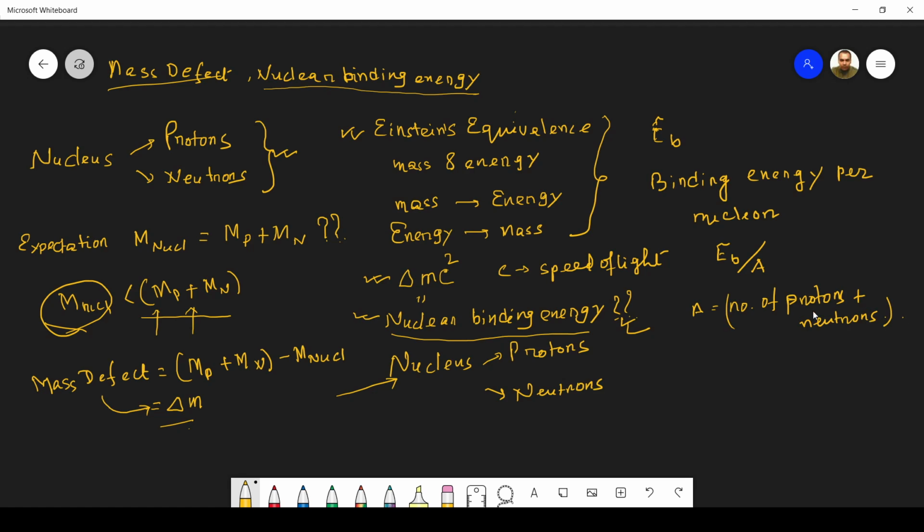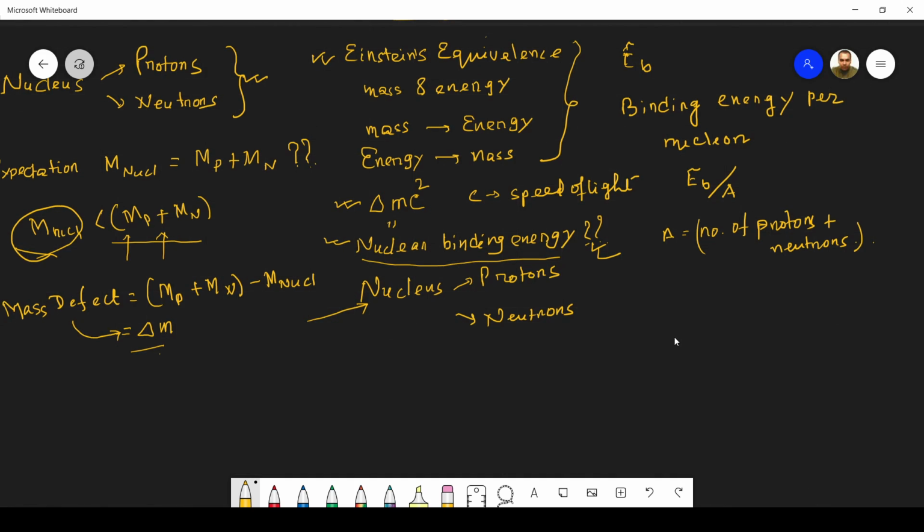Now to give you a rough idea of how much is the binding energy of, suppose, a nitrogen nucleus, nitrogen 14(7). What is the nuclear binding energy of this nitrogen nucleus? As you can see, A is equal to 14, and it has 7 protons and 7 neutrons.